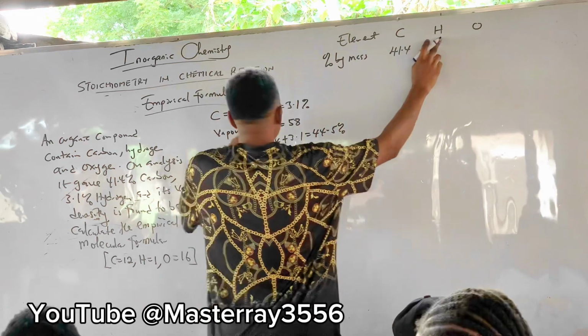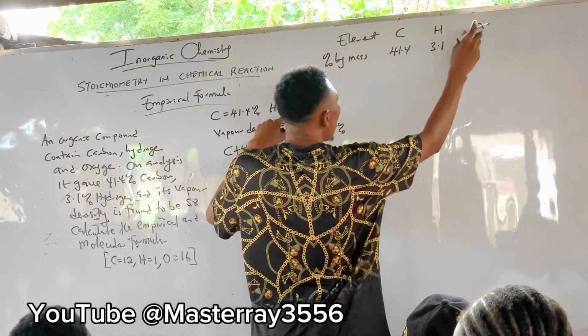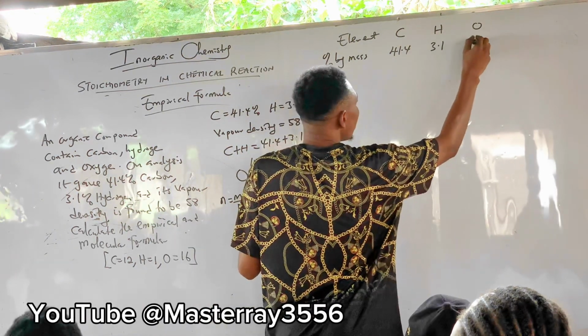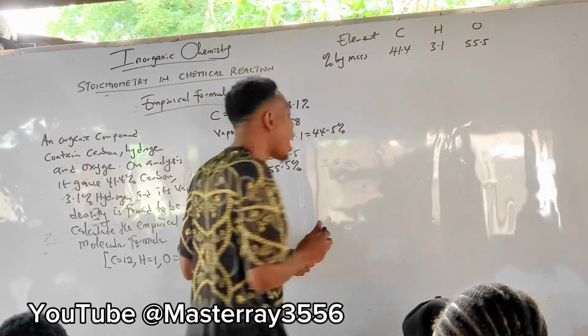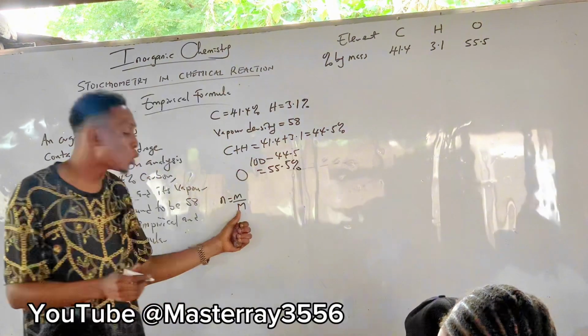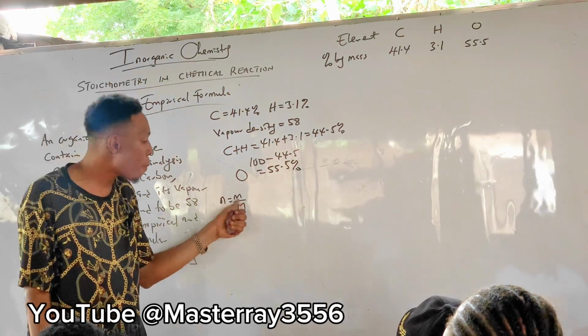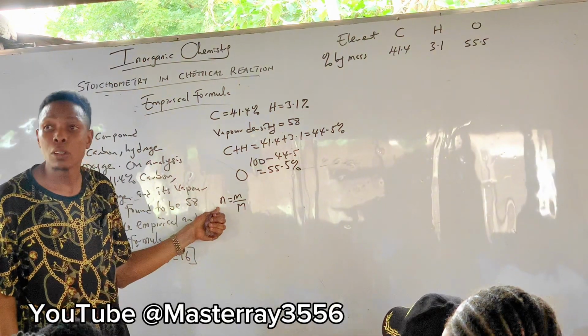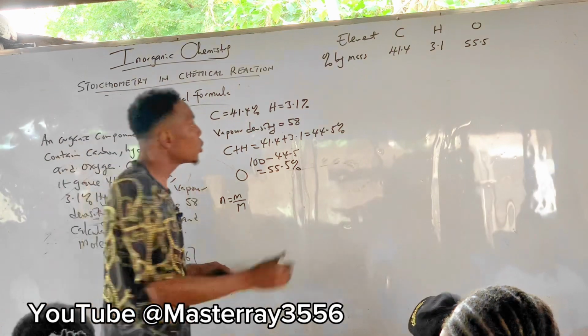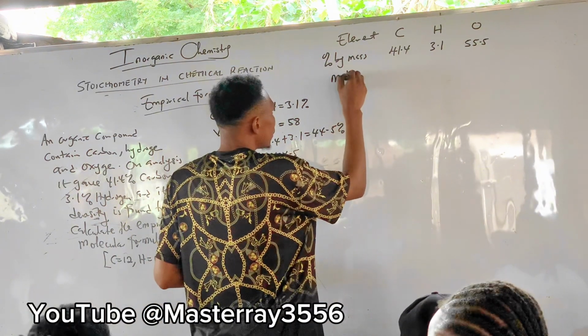So the percentage composition by mass, we are given carbon to be 41.4, and hydrogen to be 3.1, oxygen to be 55.5. Then after that, we'll divide by molar mass. And if you divide your mass by molar mass, what are you going to have? Mole.